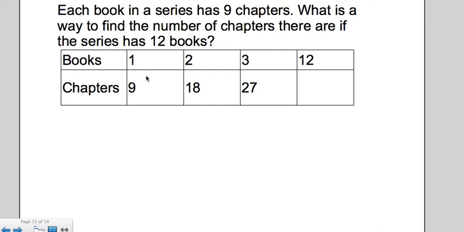Well, I need to look for the rule to apply. I can take 1, need to find the relationship between 1 and 9. And whatever the relationship is, I need to apply it for each one to see if it works. Take time to think about what it could be. And you should see that every time I have 1 book, I'm multiplying by 9 to find my chapters. 2 times 9 is 18. 3 times 9 is 27. So 12 times 9 is 108.